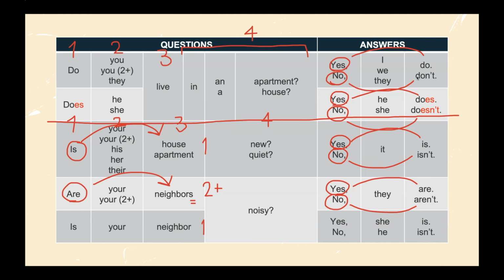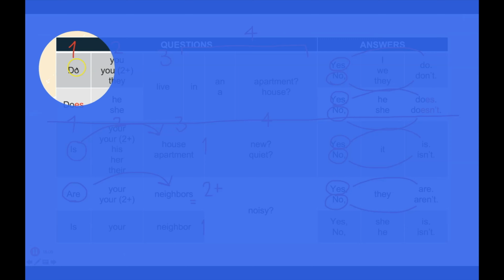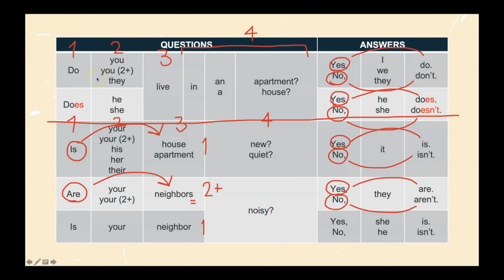Okay, so we have do first. Do you? One. Do you? Two or more. Do they? Do you live in an apartment? Yes, I do. No, I don't. Do you live in a house? Yes, we do. No, we don't. Do they live in an apartment? Yes, they do. No, they don't.